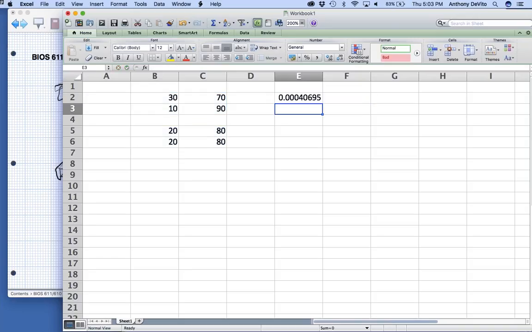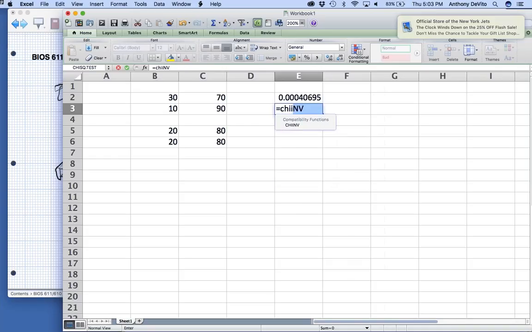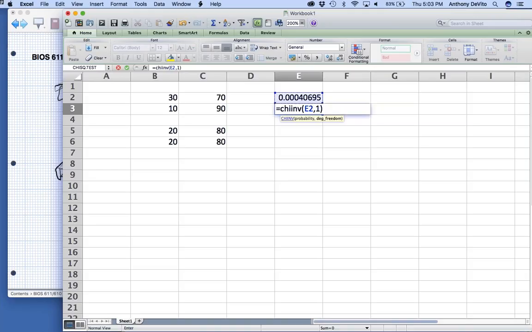Okay, that's the probability. The probability is less than what critical value that we want? Less than 5%, right? If I actually want to know what the chi-square value is, equals chi inverse, I think it is. Like I said, I hate doing this if I haven't done it for a while. The probability, comma, degrees of freedom, 1, okay, 12.5. Same thing we calculated.